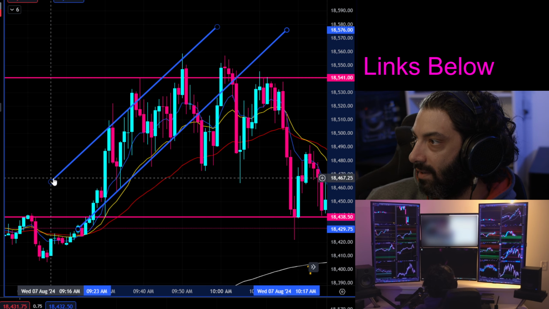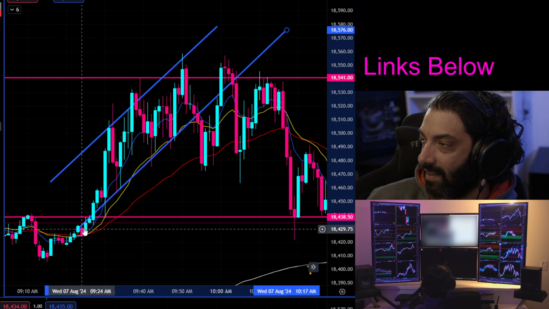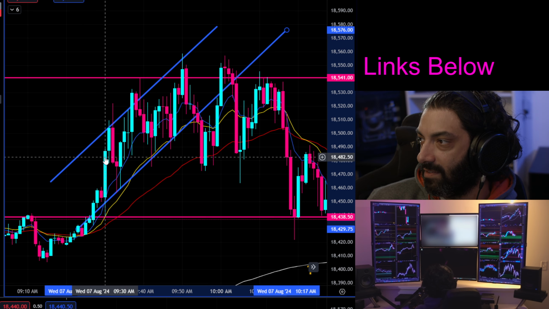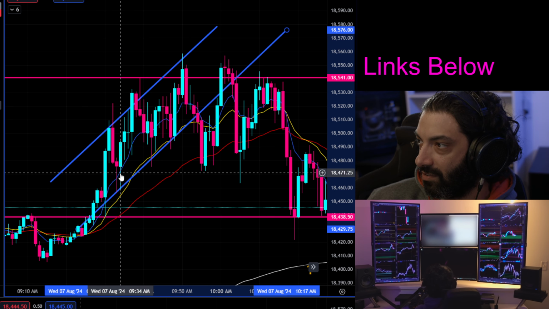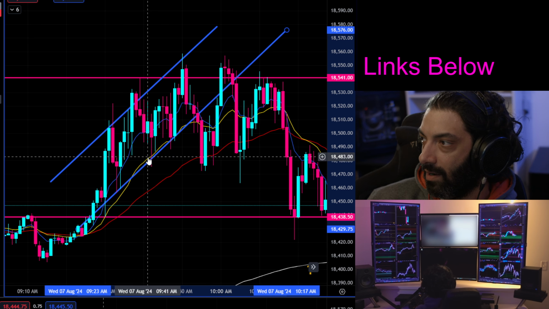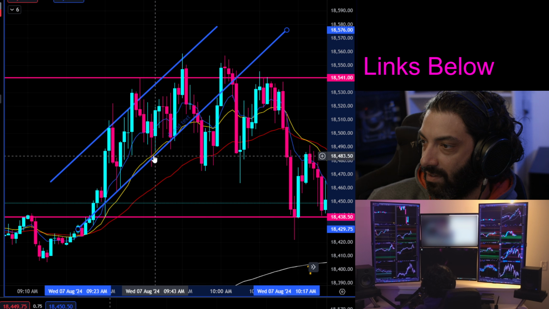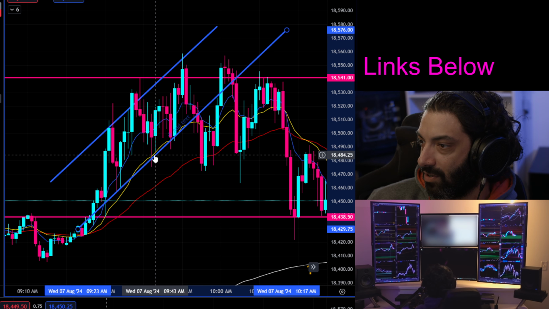And so what this is telling me is that, okay, we have this nice little bullish upward trajectory where we're going to try to enter long off that 21 moving average. So this pullback right here, I might try to enter long.